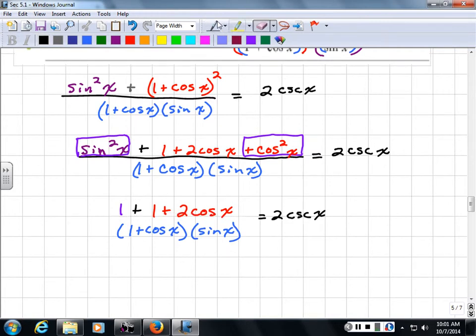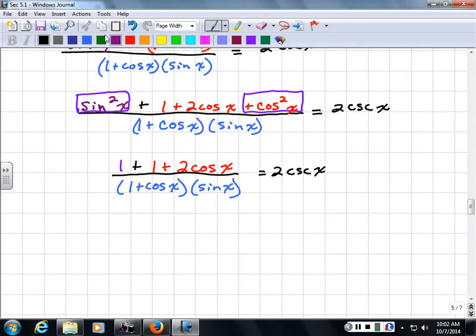Let me draw another line there. There we go. So, if I do 1 plus 1, I'm going to get 2, right? And I'll have 2 plus 2 cosine x in the numerator, which is going to be a really cool thing. Because if I look very carefully at this, I notice that I can factor out the 2. And I'm going to end up with a 1 plus cosine x, which will then divide out.